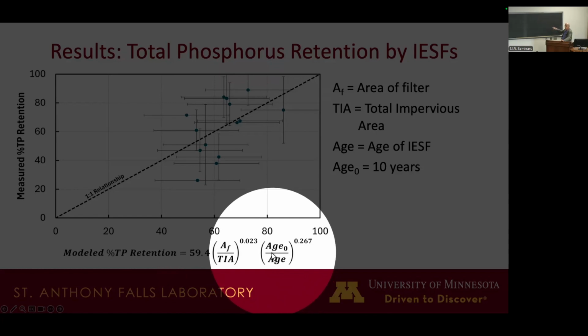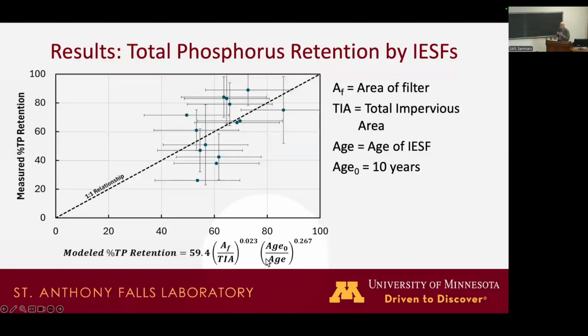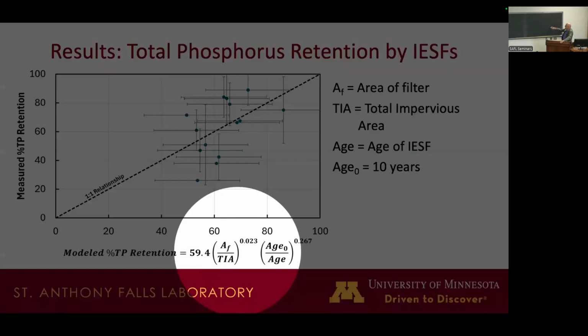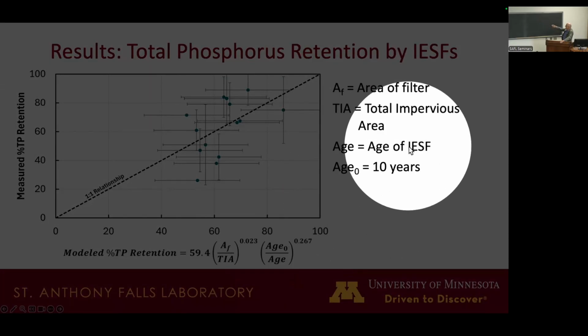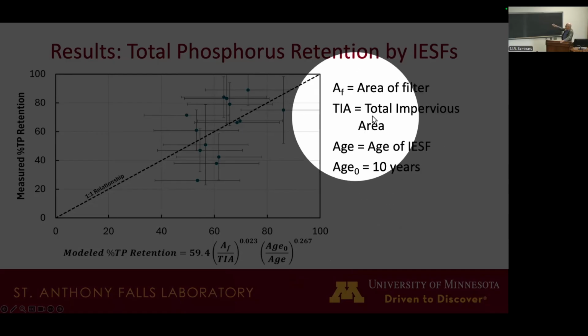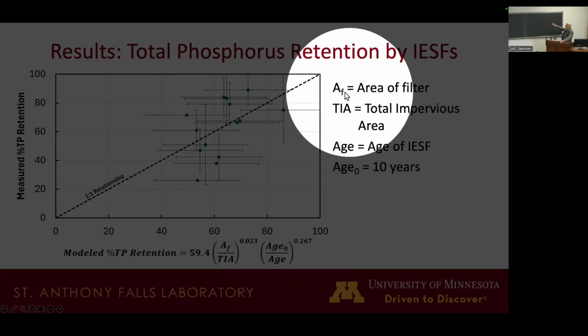That's what we use as our way to make this equation non-dimensional, because this is a multi-parameter equation. So you have to have it non-dimensional. Well, you don't have to, but you should. So our age, 0 is 10 years. Age is the age of the IESF. TIA is total impervious area, and AF is area of the filter.